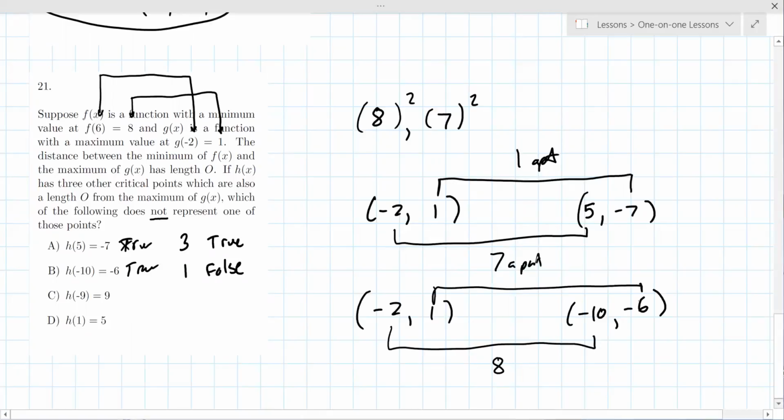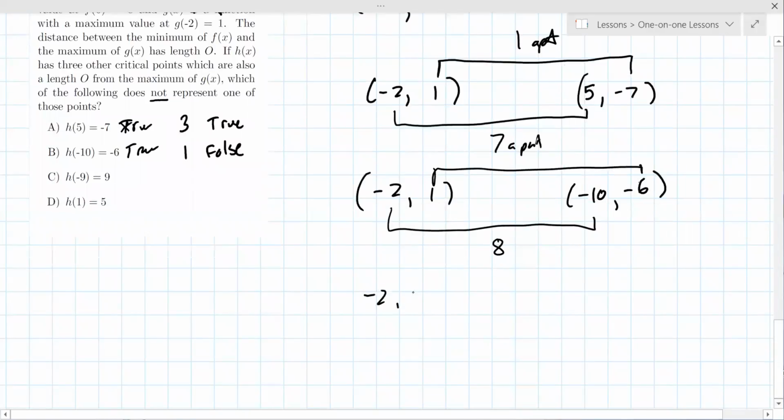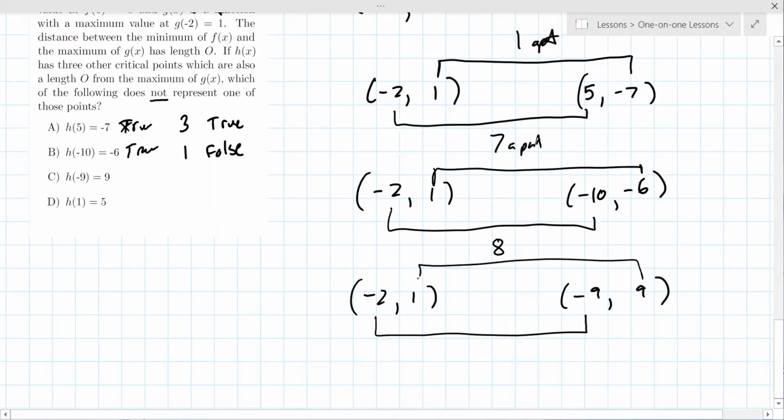All right. How about -9 and 9? These are 7 apart, and then 8 apart. And those are 8 apart. So therefore it must be the last one. Should we do it, or since we got true, can we just go on and say we believe that it's right? Probably just believe that it's right.